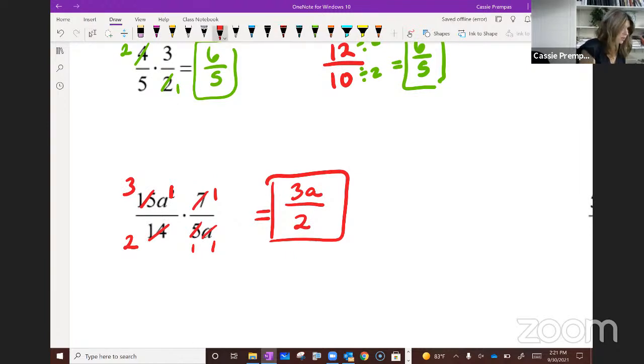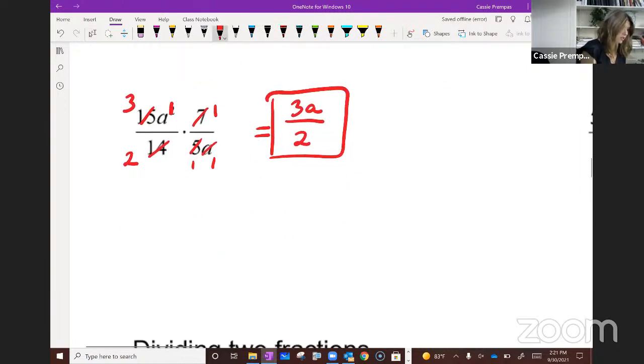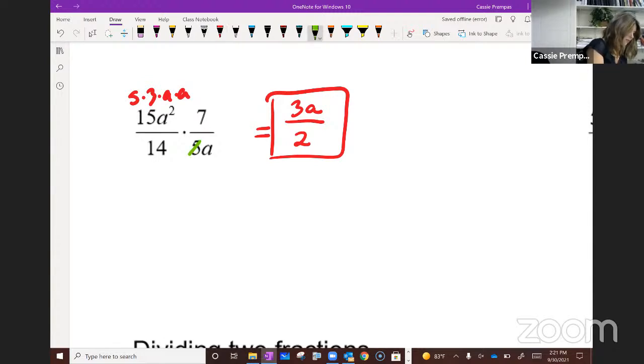Haley, did you need me to go back to this one? Yeah. Do you want me to do it in a different way? Yeah, can you explain it again? So the other way that you could look at it is 15a squared is really 5 times 3 times a times a. And this one's 5 times a. So I can see that 5 and 5 are shared, and a are shared. And so I have that 3a left over. And then the 7 and the 14. 14 is 7 times 2. So I can reduce that, and I have just that 2 left. Okay.